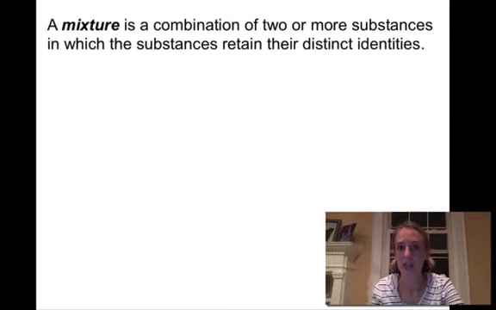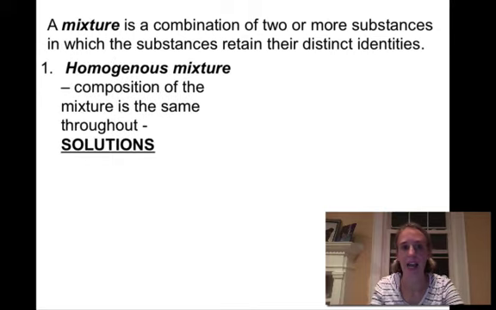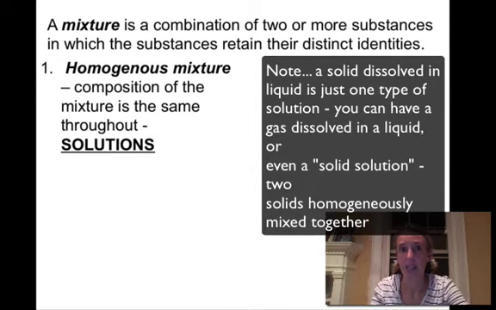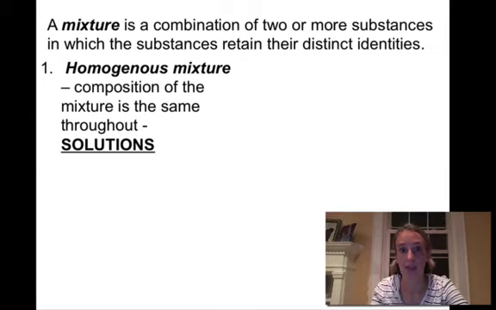A mixture is a combination of two or more pure substances where those substances retain their identities. There's two kinds of mixtures. A homogeneous mixture. In a homogeneous mixture, the composition of the mixture is the same throughout. And this kind of brings up an interesting point that I'll get into on the next slide. But one example of a homogeneous mixture is a solution. A solution is something, and you would typically think of a liquid, where a solid substance is dissolved in a solvent, and those ions or molecules are 100% completely evenly distributed throughout the solvent.